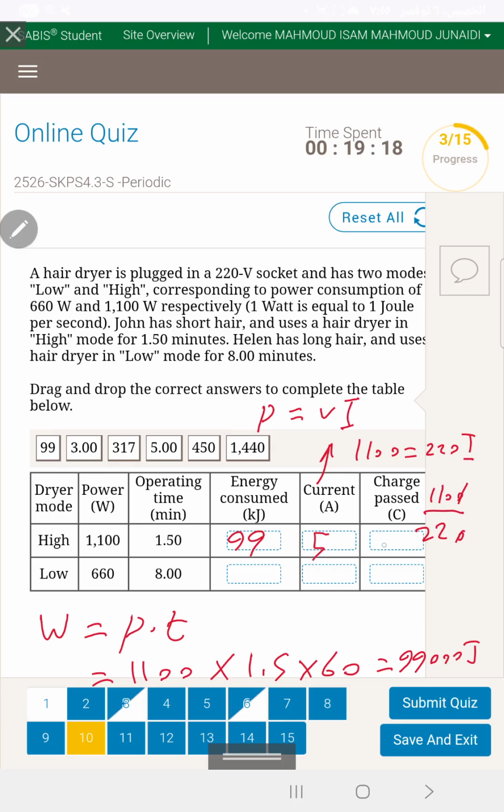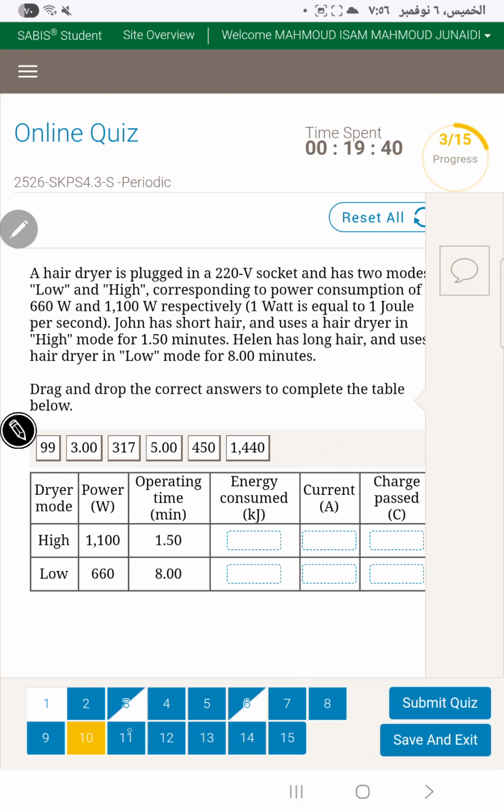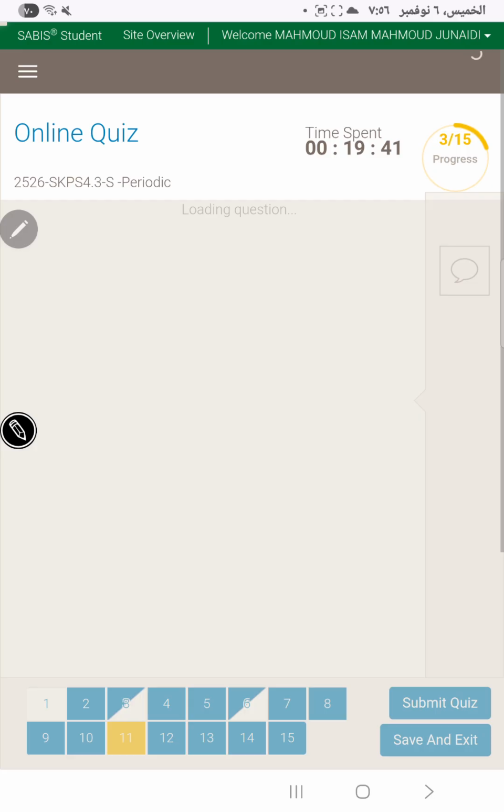To calculate now the charge, as we said before, Q is equal to IT. We have the current, as we found here, 5. And we have the time. The time is 1.5 times 60 to convert it to seconds. So 1.5 times 60. Like this, we solved the first part. I will leave the second part for you to solve it. Question number 11.